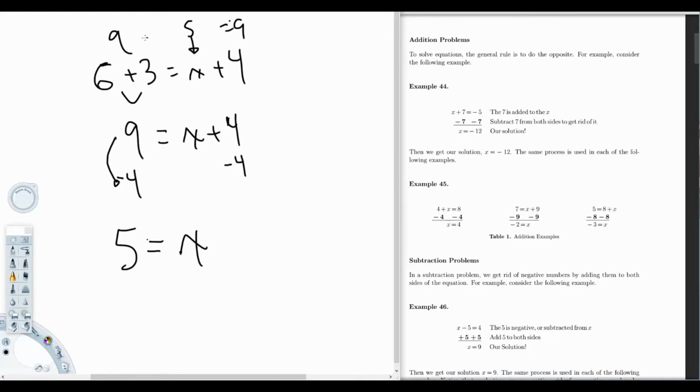6 plus 3 equals 9. You see, 9 equals 9. You see how that works? So all you're trying to do is find out what's missing. And you do this little trick of adding and subtracting the same things on each side.